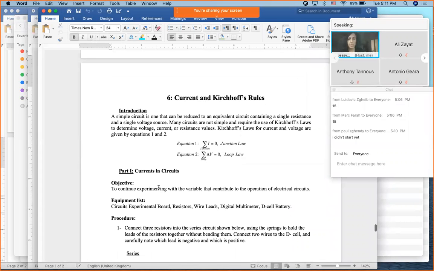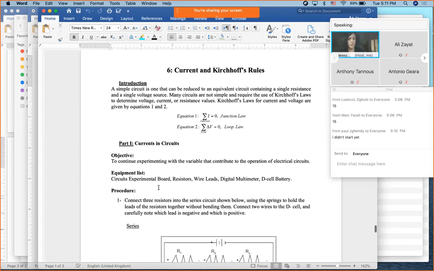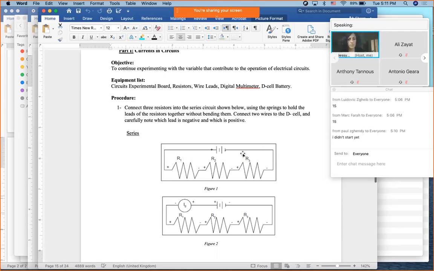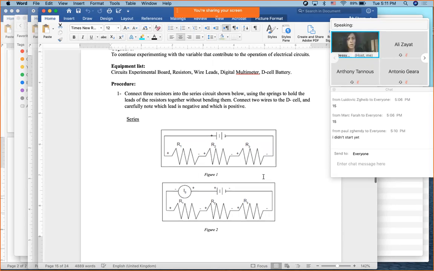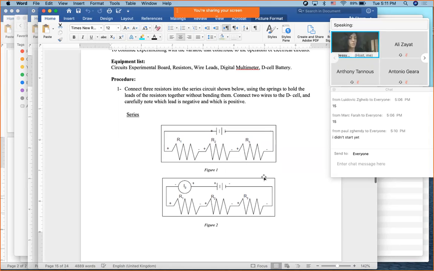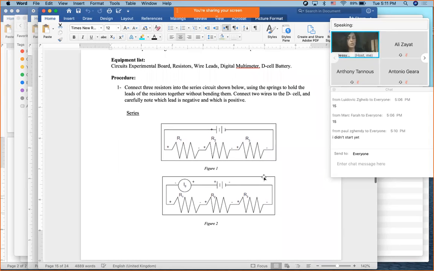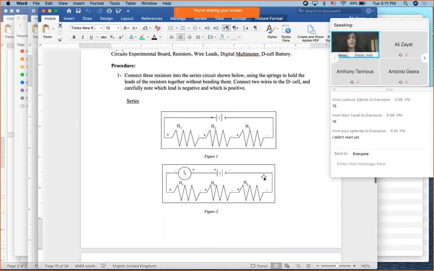Okay, this is Lab 6. It gives you a reminder about Kirchhoff that I'm going to revisit later. Now they give you this circuit, and you have three resistors, R1, R2, and R3. I don't know if the resistors are similar or not, but you will be asked to measure the voltage, the current, and the resistance of each.